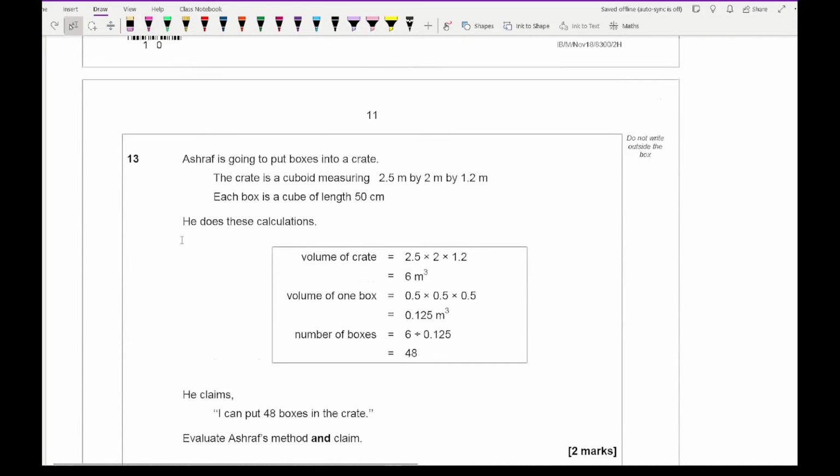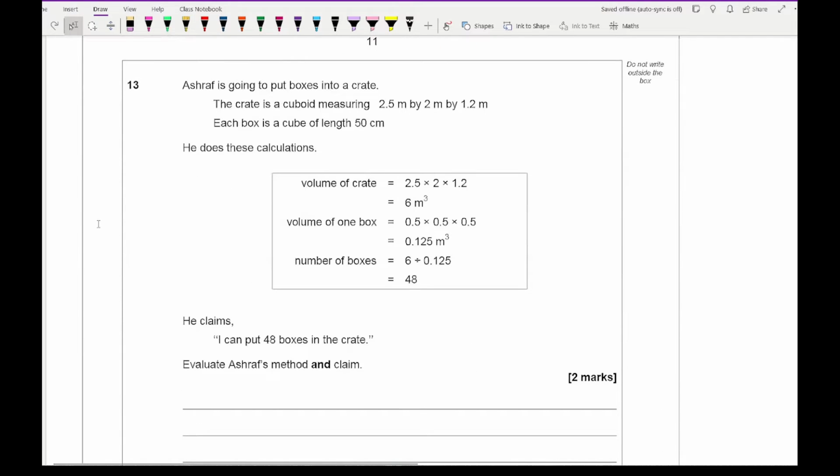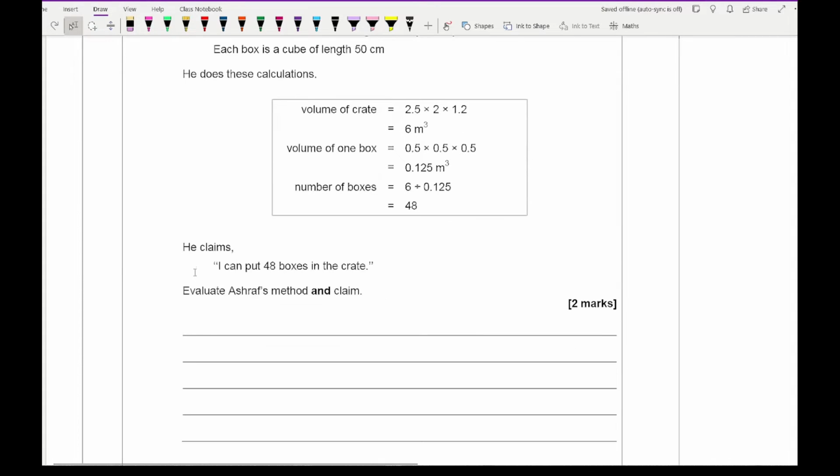Then with question 13, it says Ashraf is going to put boxes into a crate. The crate is a cuboid measuring 2.5 by 2 by 1.2 meters. Each box is a cube of length 50 centimeters. He does these calculations, and then we've got the calculation. He claims he can put 48 boxes in a crate. Evaluate Ashraf's method and claim.